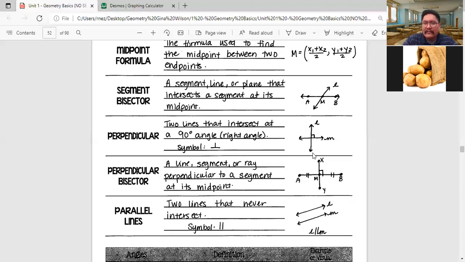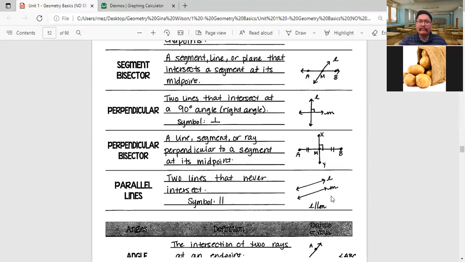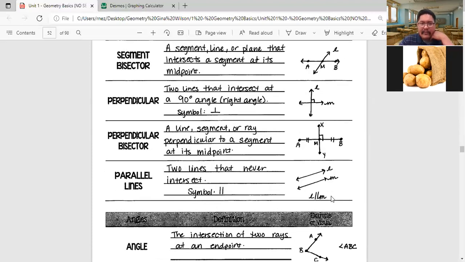So we would say line L is perpendicular to line M. And again, it's marked with that little box. And perpendicular bisector, and there's that word again, bisector. So segment bisector, perpendicular bisector. Same thing: a line, segment, or ray perpendicular to a segment at its midpoint.